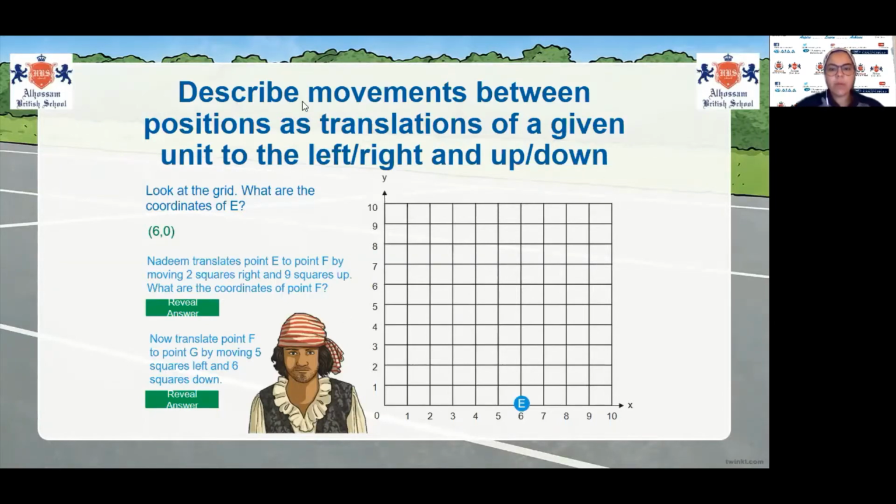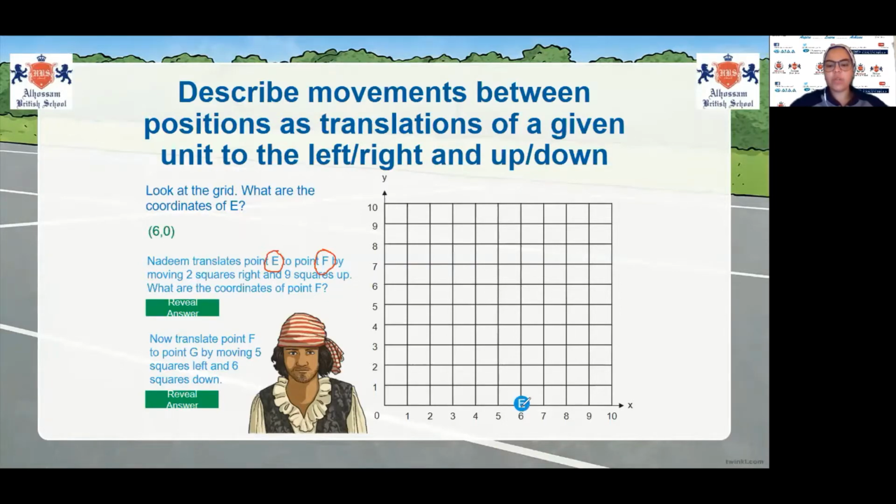Okay. He wants us to move the point E. Translate means we are going to move it on the coordinate grid. Is it clear? So the word translate means that we are going to move it on the coordinate grid. So he wants you to move point E to point F. Okay, so this is the new position by moving E 2 squares to the right and 9 squares up. Okay, let's do it now.